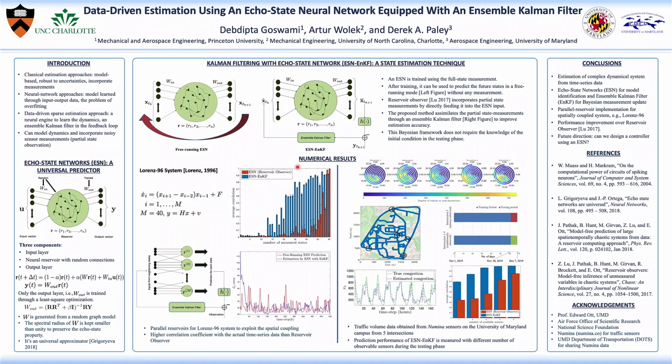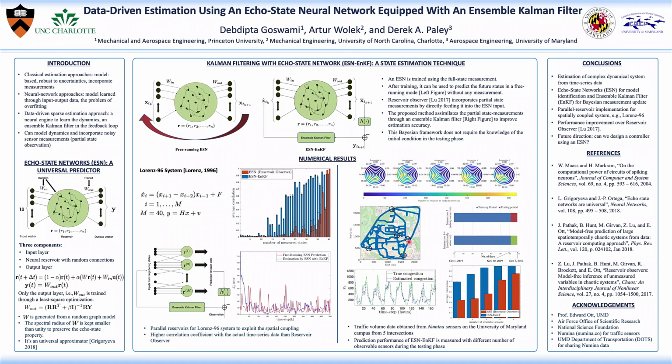The proposed method is applied on a synthetic and a real-life data stream. First, the time series data from a chaotic Lorenz 96 model is used to train a set of parallel reservoirs that explores the spatial coupling of the system. In the testing phase, only partial measurements were available. The proposed method outperforms both the free-running ESN and the reservoir observer in terms of L2 error and the correlation coefficient. For a real-life example, it is used to predict the traffic volume on the UMD campus.